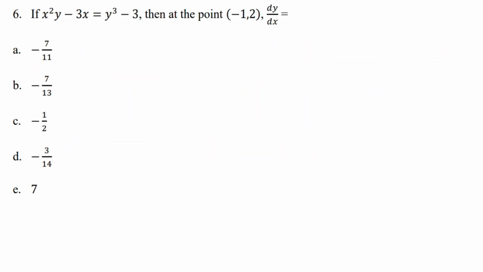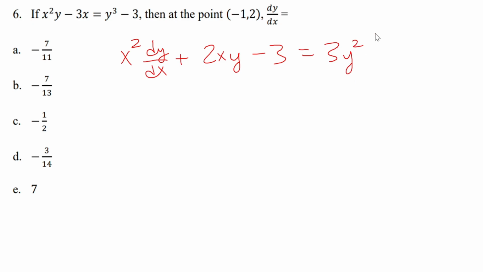For our next one here, we're looking for the derivative of x squared y minus 3x equals y cubed minus y at the point -1, 2. So we have to take the derivative of this implicitly, and we'll use the product rule on the x squared y. So that's x squared times the derivative of y with respect to x, plus the derivative of x squared, which is 2x, times y, and then minus the derivative of 3x, which is -3, is equal to 3y squared dy dx. Then we'll solve for dy dx.